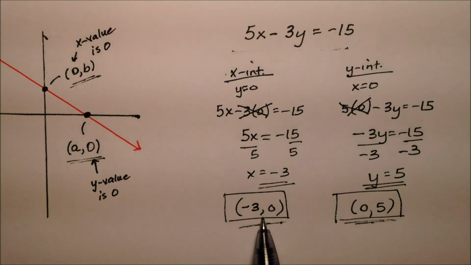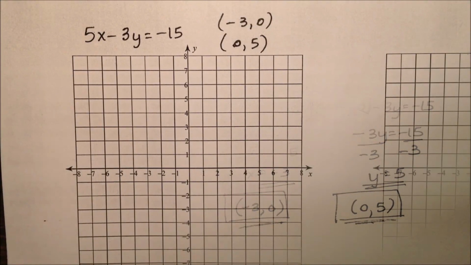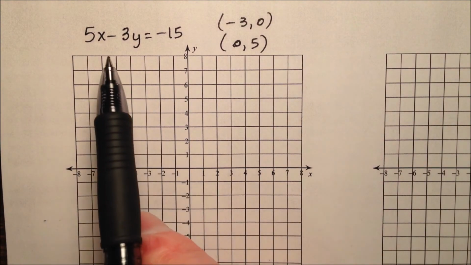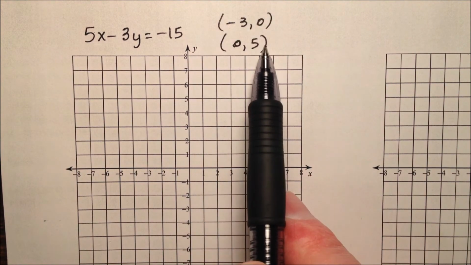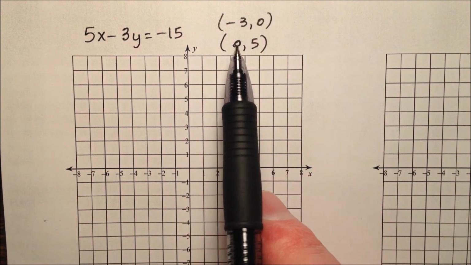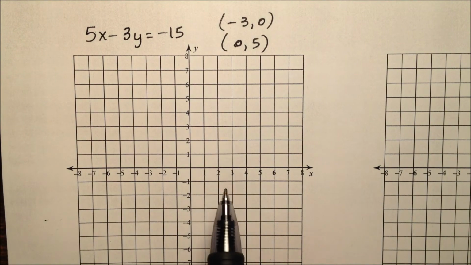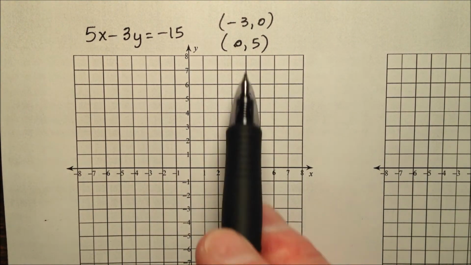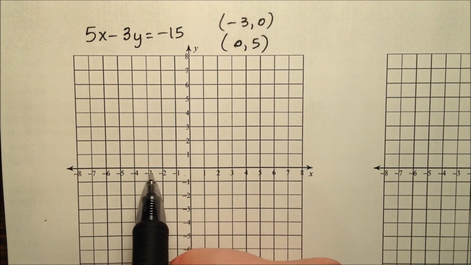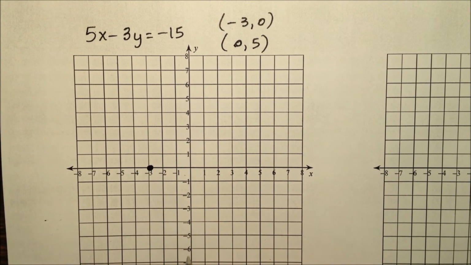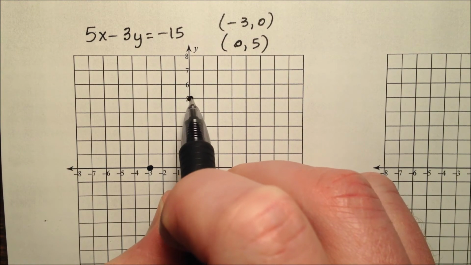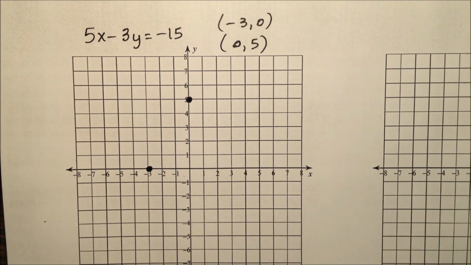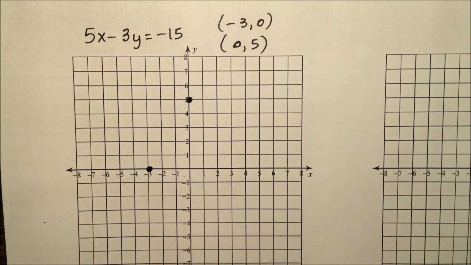All I have to do is plot my two intercepts and then draw a line between them. So let's go ahead and graph this line 5x minus 3y equals negative 15. And I've already found the two intercepts, negative 3, 0 and 0, 5. So let's go ahead and plot those points on my coordinate system. Negative 3, 0 will be over here at negative 3 and 0. And 0, 5 is going to be up here at 5. So here I have plotted my intercepts.